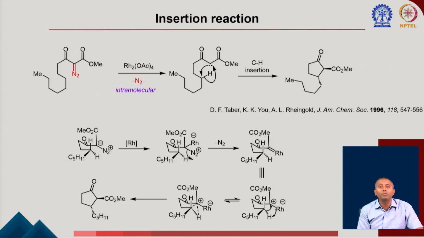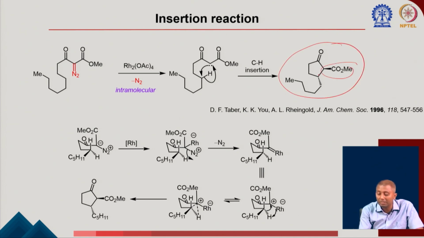So, now we are going to talk about an intramolecular version here. Once this intramolecular C-H insertion happens, one of the important facts here is that they end up with this particular product where this ester and this group are actually trans. So, now we try to understand why this insertion is favorable and forms this trans product.